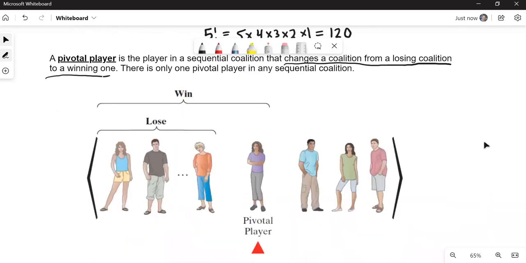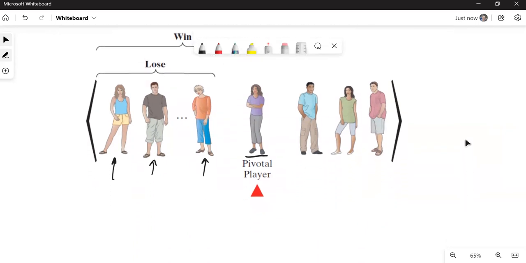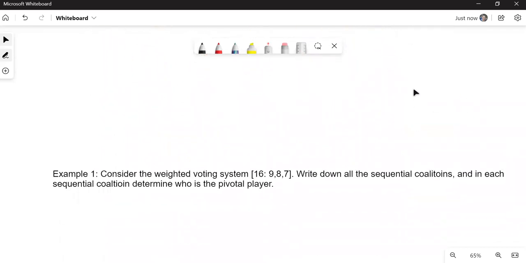Let's say that you have all of these players that are joining the coalition. The first one joins, you're still losing. Second one joins, still not enough. Third one joins, still not enough. But finally, maybe when the 4th player joins, there is enough weight to get the quota. That would be called a pivotal player. Now, the pivotal player could be the first person if it's a dictator, or it could be the very last person if the quota is very high. So it just depends on the system. We'll take a look at some examples of that.